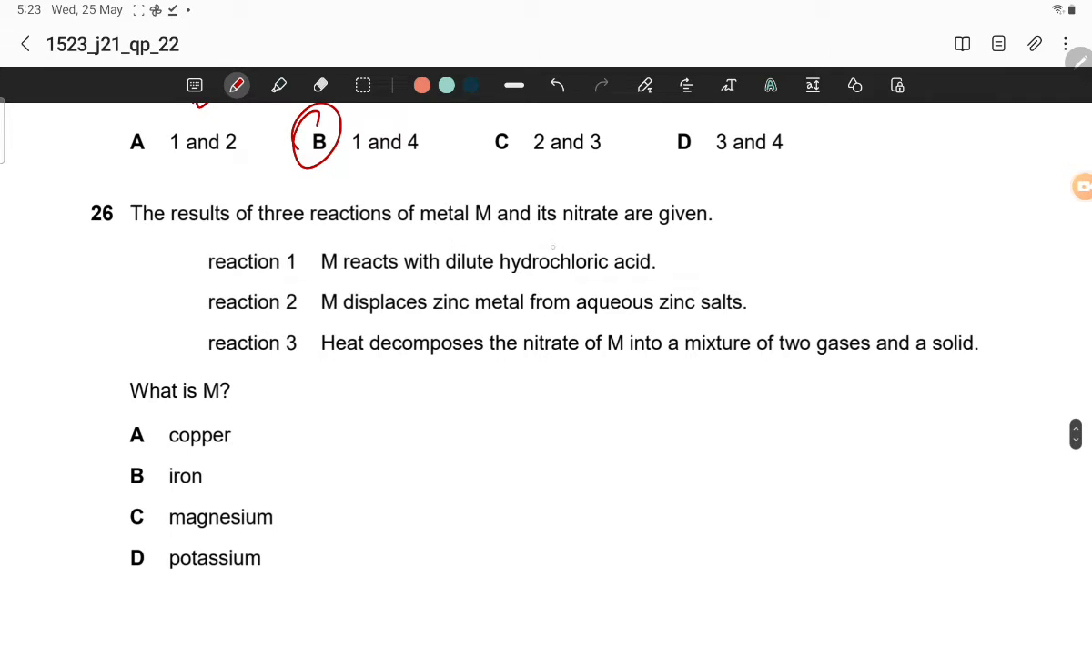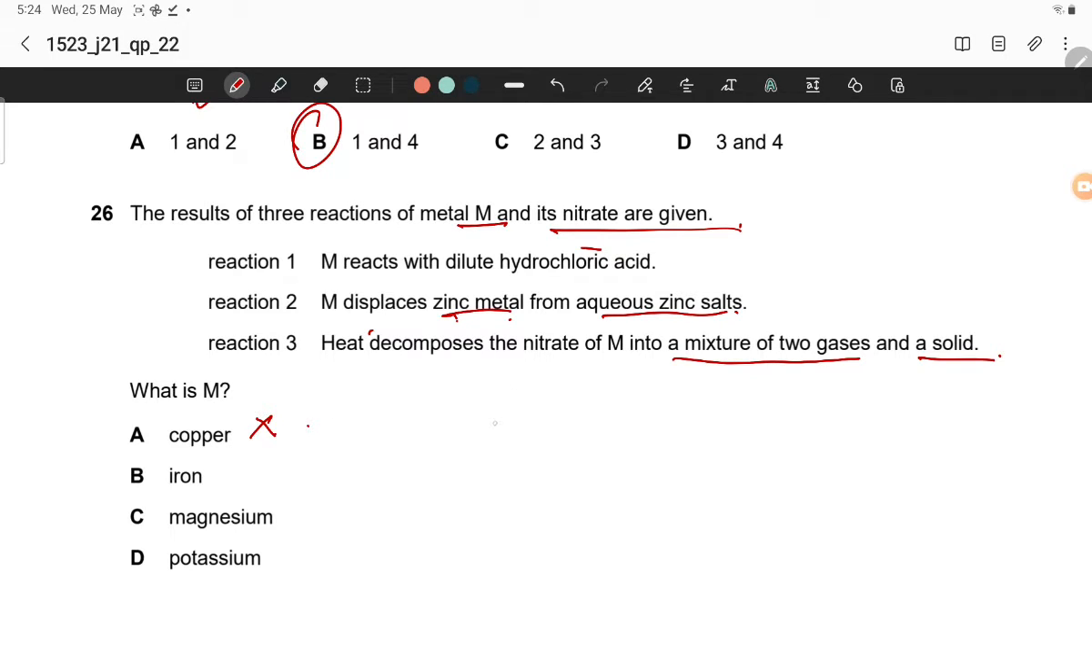The results of 3 reactions of metal M and its nitrate are given. M reacts with dilute hydrochloric acid. M displaces zinc metal from aqueous zinc sulfate. Reaction 3, heat decomposes the nitrate of M into a mixture of 2 gases and a solid. Copper does not react with dilute hydrochloric acid. It does not displace zinc from zinc salt, so it is incorrect.